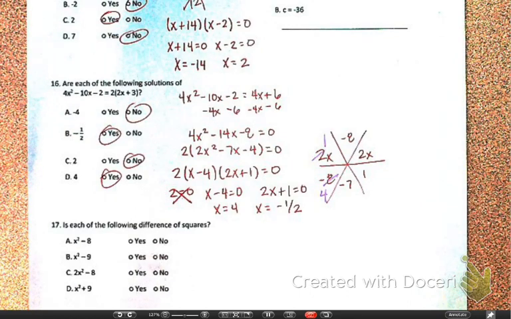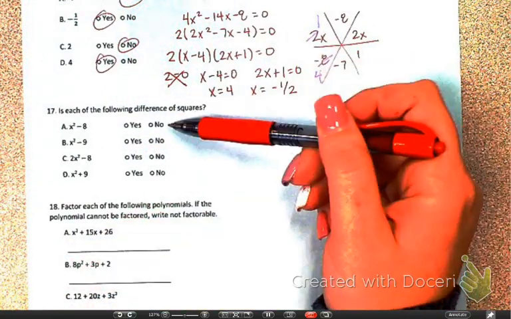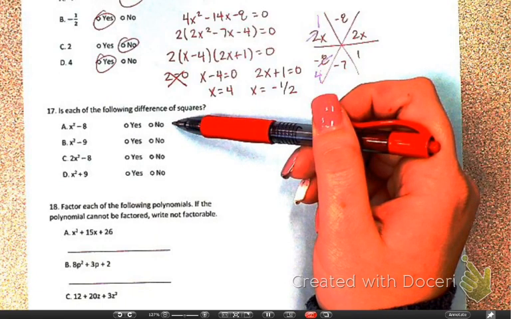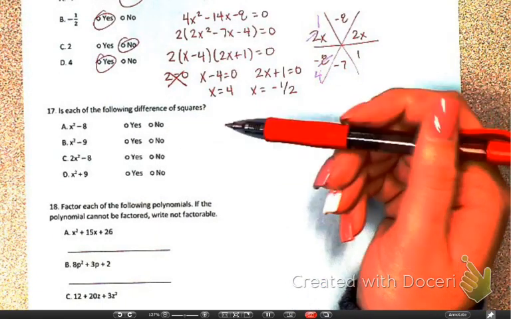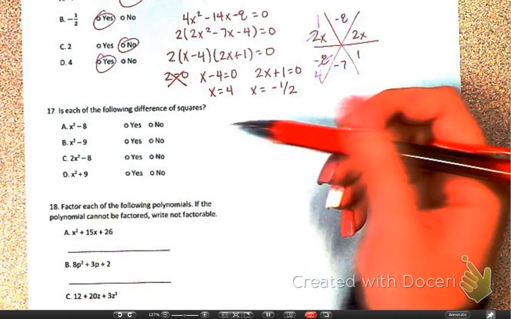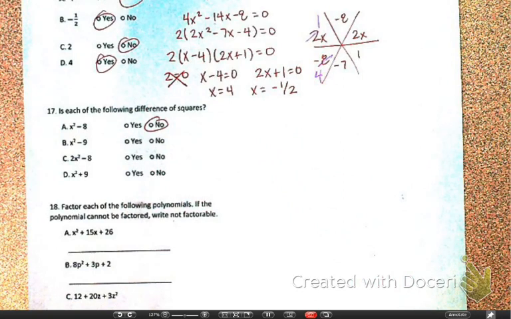Okay. 17 does not really require a whole lot of work. I'm okay with you circling yeses and nos on this one, because you should just be able to identify. Remember, difference of squares: there should be two terms, there should be a subtraction sign, and both terms should be perfect squares. Does A follow all those conditions? 8's not a perfect square? The square root of 8 gives you a decimal, right? So we cannot use difference of squares for that one.